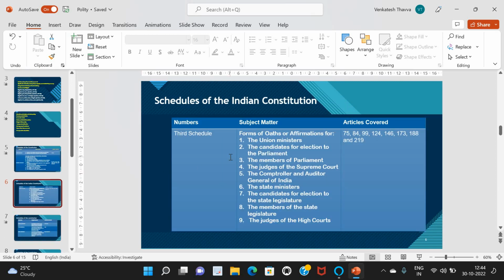Next schedule is third schedule. It deals with the subject forms of oaths or affirmations for the Union ministers, the candidates for election to the Parliament, the members of Parliament, the judges of Supreme Court, the Comptroller and Auditor General of India, the state ministers, the candidates for election to the state legislature, the members of the state legislature, the judges of the High Courts. Here the articles covered: 75, 84, 99, 124, 146, 173, 188 and 219.